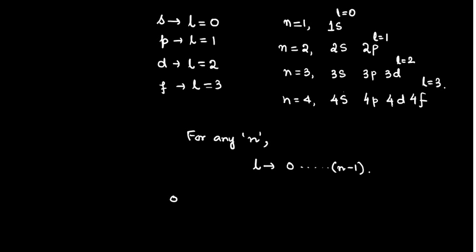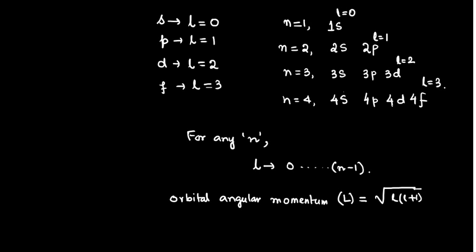Now with the help of this quantum number, the azimuthal quantum number, we can also determine the orbital angular momentum. The orbital angular momentum of an electron, which is denoted by capital L, is equal to root over l into l plus 1 into h by 2 pi. Got the point? So with the help of this quantum number, we can also find the orbital angular momentum.